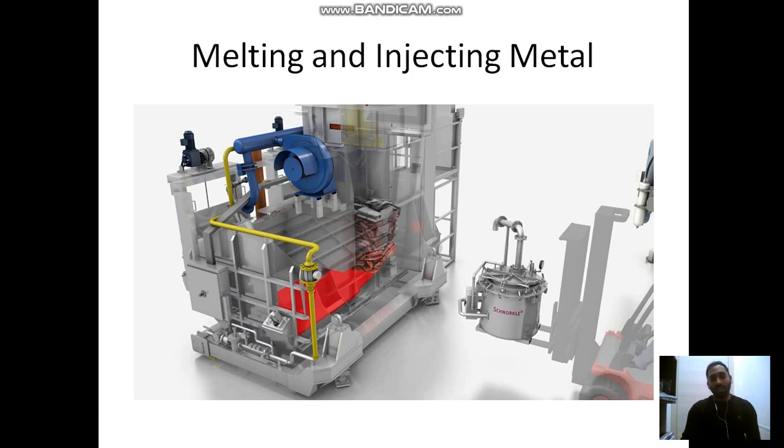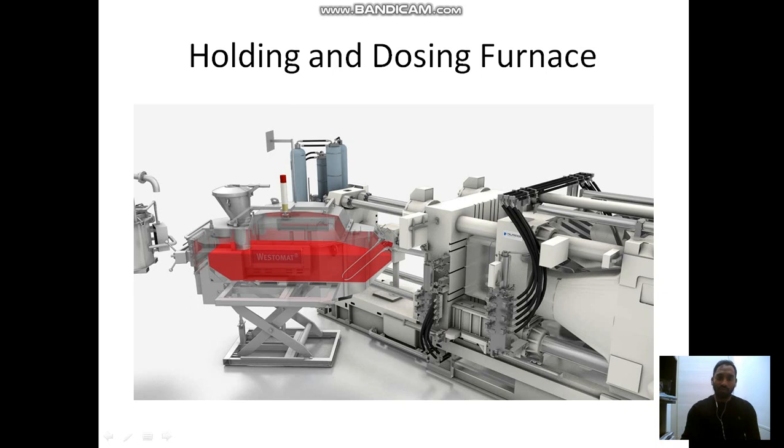We can see a melting furnace where the alloys are being melted at around 700 degrees Celsius and then carried over by equipment to the holding and dosing furnace, where we can hold the molten metal, and then with the pressure of the injection cylinder or plunger, it is pressed inside the die where we get the required shape of the component.